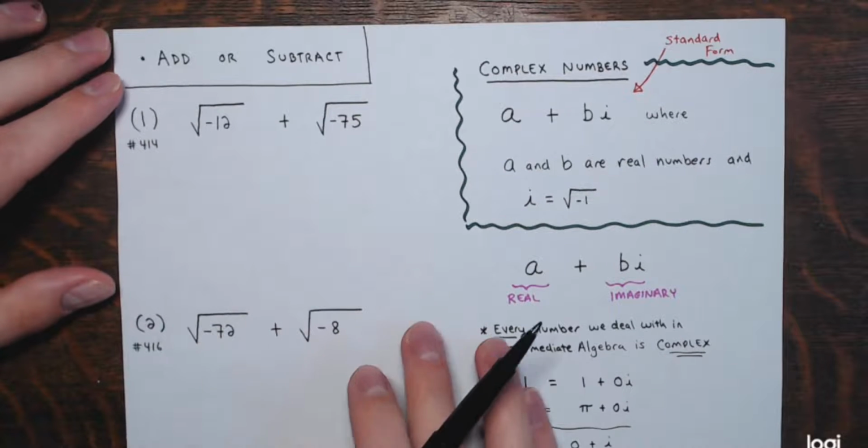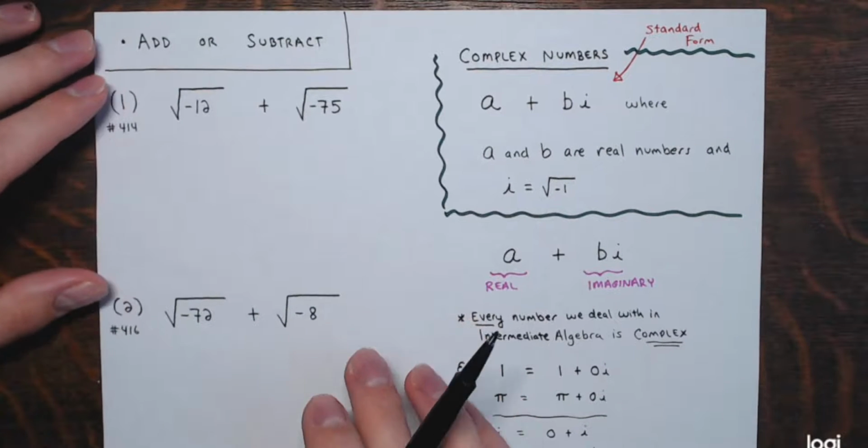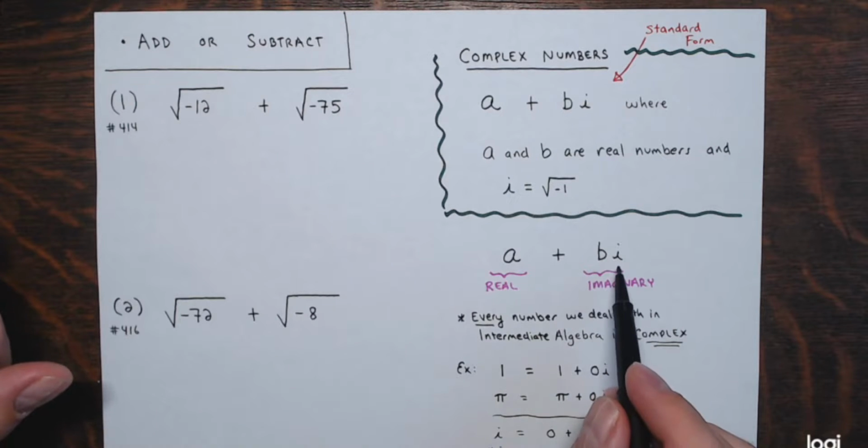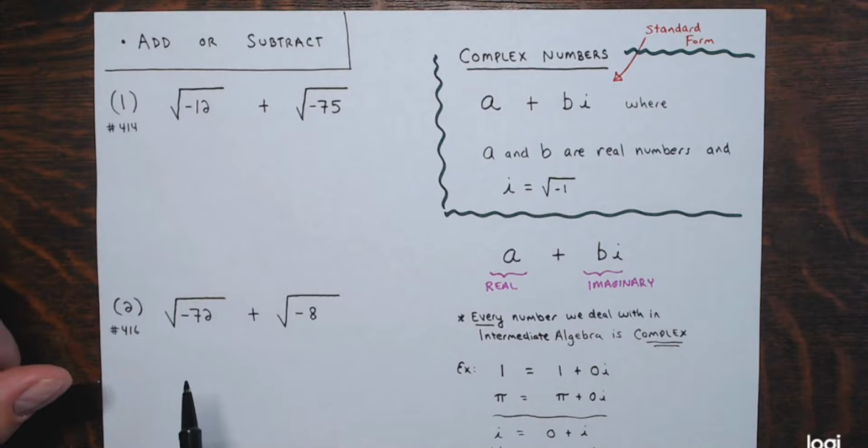Now, when we're asked to add or subtract, you just add and subtract like you would with polynomials. You add reals with reals and terms with i with other terms with i. It's just like combining like terms. And then one more thing I need to point out, one more thing we need to recall here, and this is from a previous video as well.